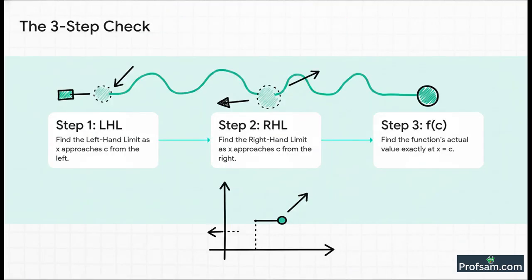Here it is, the secret recipe to solve pretty much every continuity problem. We check 3 things. Number 1, where is the function going when we come from the left side? We call that the left-hand limit, or LHL. Number 2, where is it going when we come from the right side? That's the right-hand limit, or RHL. And number 3, what is the actual value at that exact point, f of c?